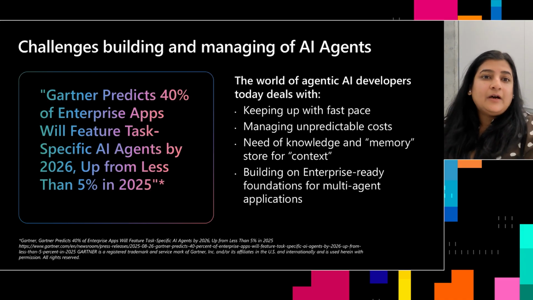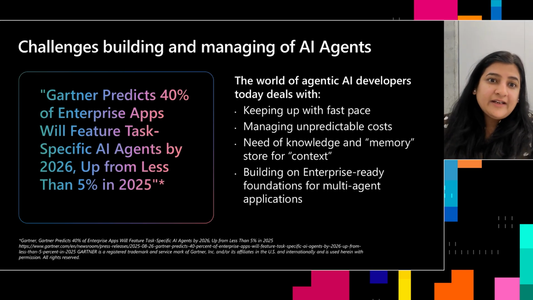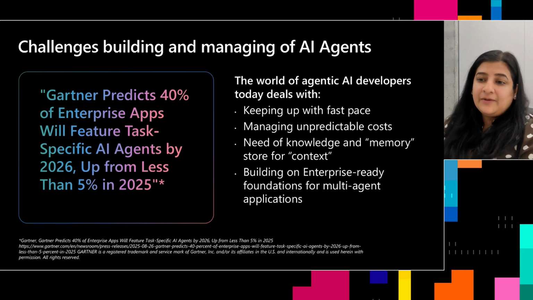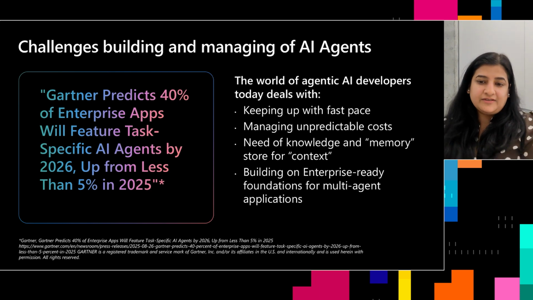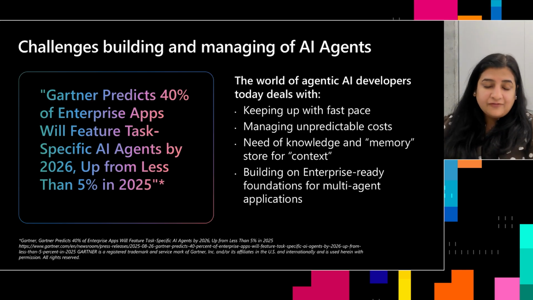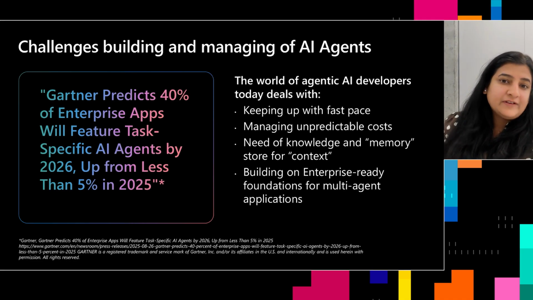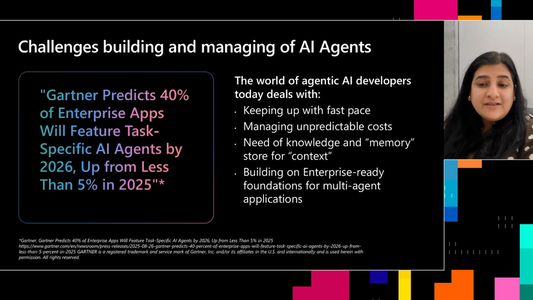But if you start doing agents in production, a lot of challenges start coming up, right? Gartner predicts that 40% of enterprise applications will have specific AI agents by the year 2026. This is already up from 2025, where there weren't a lot of task-specific agents, and that number is growing this year, and it will continue next year as well. But once you start putting AI agents in production, there are some challenges that are going to show up, right?